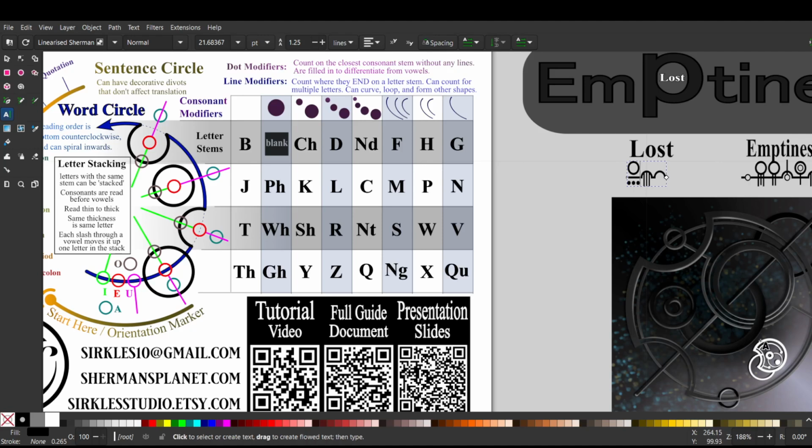And then an S and a T are the same letter stem. They're both shallow divots. So that means we're in this row. And because they're in the same row, you can stack them. And when you stack letters, you read thin to thick. So this thin line has 1, 2, 3 modifiers on it. So that'd be the S. And this thick line doesn't have anything ending on it. So that's T. So this is the word lost.